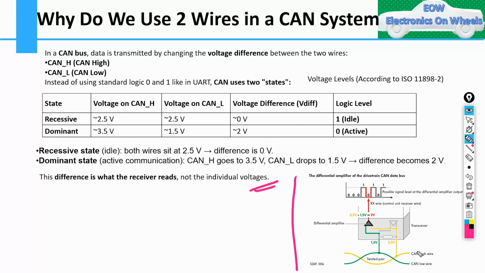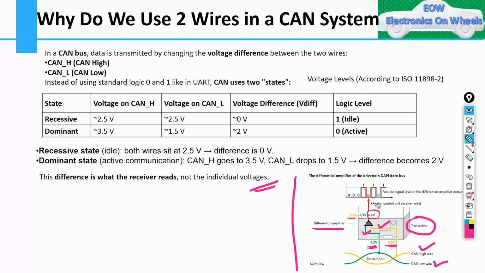Here we have two wires, one is the CAN high wire and one is the CAN low wire. On the CAN high wire we have 3.5 volt, and on the CAN low wire we have 1.5 volt. As I told you earlier also, all the data transfer is in the form of voltage. Once these voltages go to the transceiver, we have the differential amplifier, which calculates the difference between the voltage on CAN high and CAN low. So CAN high is 3.5 and CAN low is 1.5, which gives 2 volt.